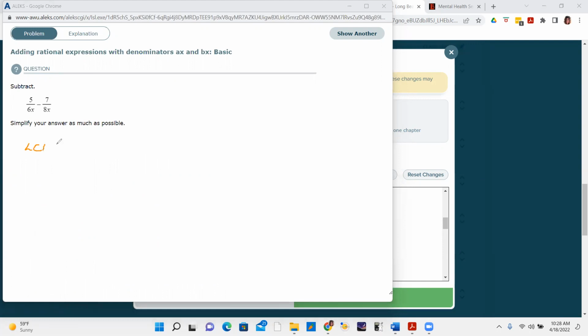All right, so the LCD, maybe I should just do for the 6, really. When you're looking at the numbers, right, that's 2 times 3. And 8 is 2 times 2 times 2. So this is really 2 cubed. So you need to take each factor the greatest number of times. So I'm going to need all 3 of those. And I need the 3. And then, of course, there's 1x. So that's 8 times 3x, or 24x.